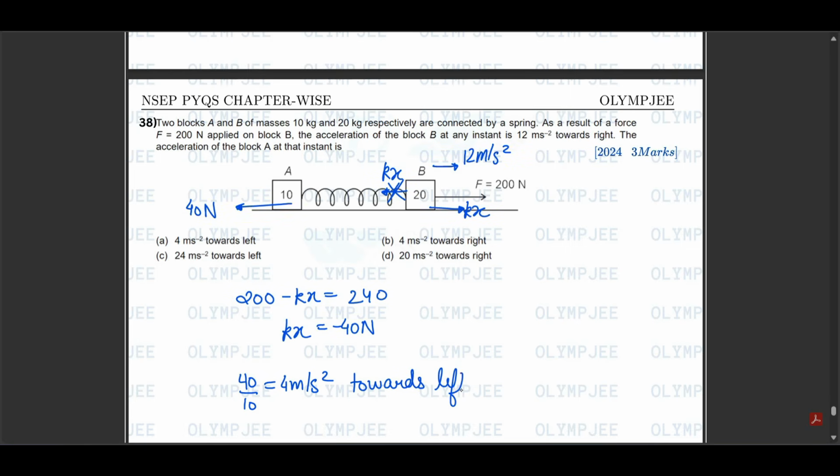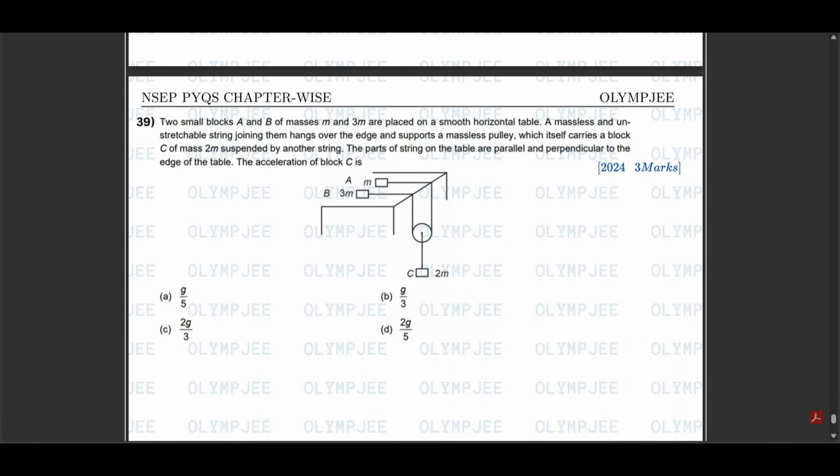This was a rather simple question. So moving on to the next question. Question 39 says two blocks A and B of masses small m and 3m are placed on a smooth horizontal table. A massless and unstretchable string joining them hangs over the edge and supports a massless pulley, which itself carries a block of mass 2m, C, suspended by another string. The parts of the string on table are parallel and perpendicular to the edge of the table. The acceleration of block C is.